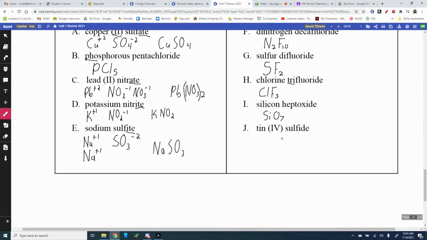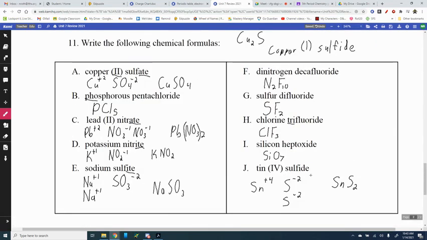And last one, tin 4 sulfide. Now, this is a Roman numeral, which means we do have an ionic compound this time. So tin is Sn, and it has a charge of +4. And then a sulfide, which is sulfur, has a charge of -2. So we have an unbalanced charge here, which means we need to balance it. So we have to add another S, -2. Now we have a balanced charge. So it is SnS2. And there we go. That is it for that.